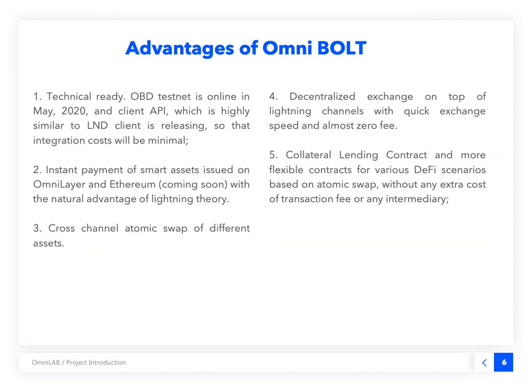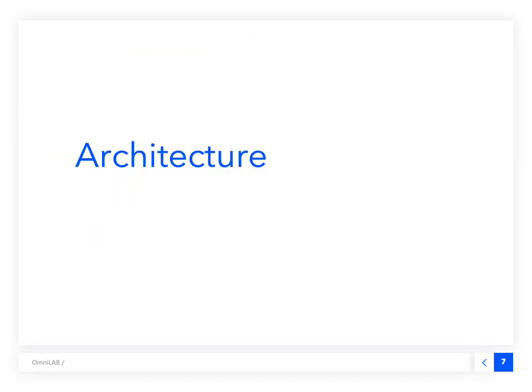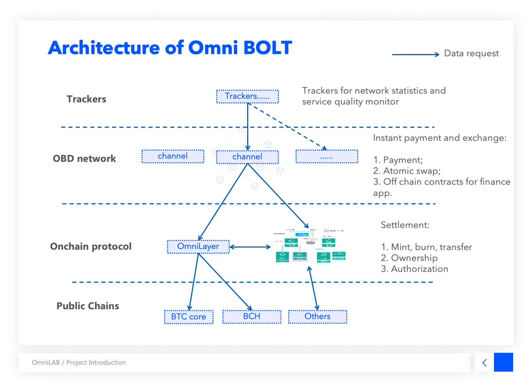OmniBOLT is technically ready now. Its testnet is online, and the SDK is released. I am going to introduce how it works at a high level now. Let's see the architecture paradigm of OmniBOLT. There are 4 levels of the architecture.